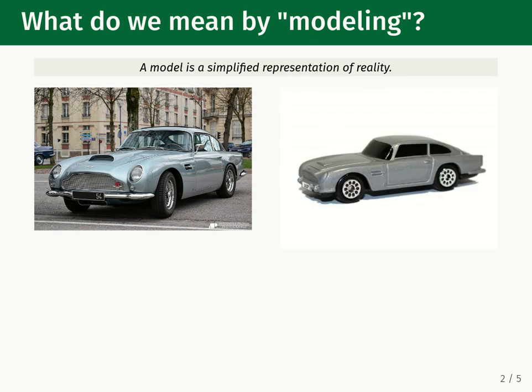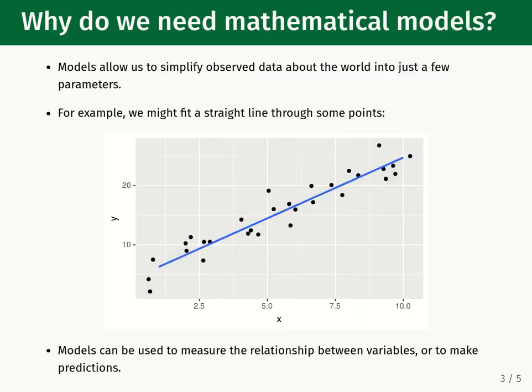Now, a toy car is obviously a gross simplification of the real thing, but it also embodies many of the key properties of the original. Just by looking at these two images, we can recognize that they represent the same car. In this module, we're going to learn how to construct mathematical models that are simplified representations of data collected from the real world. Just like Aston Martins, data can be big and complex, but models allow us to extract meaning from that data.